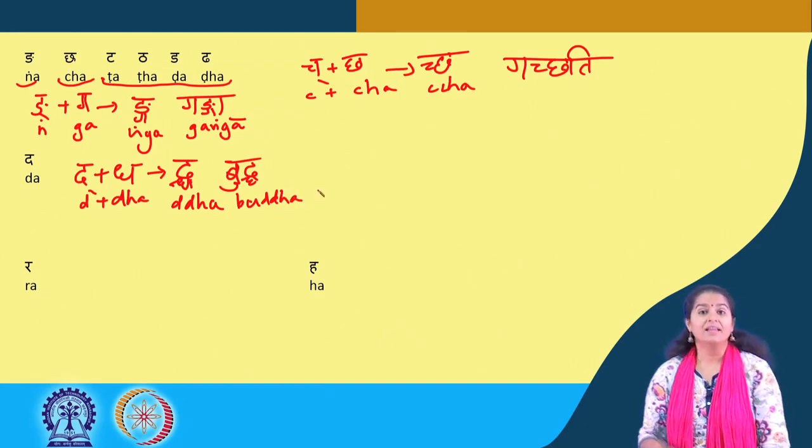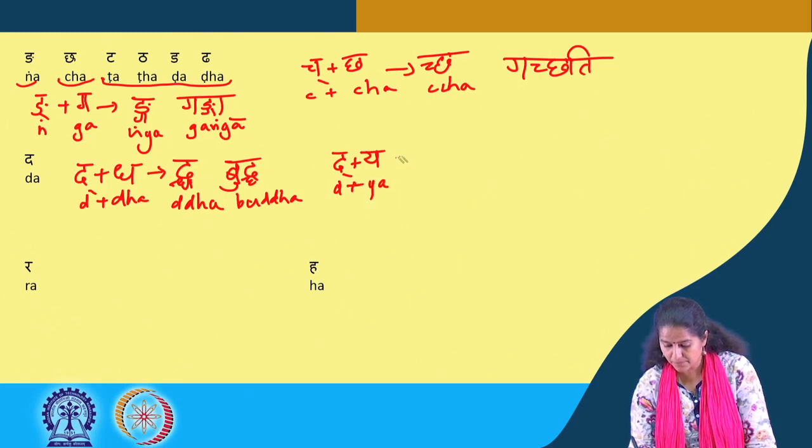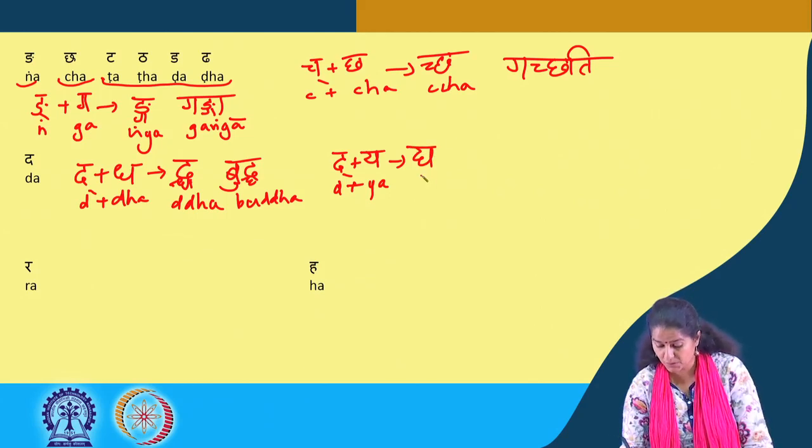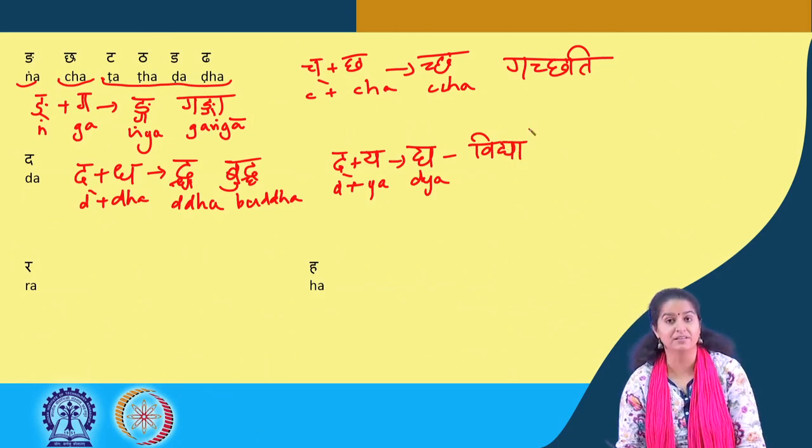Buddha. Now the dha also does another funny thing with the ya: it changes form a little bit. If you have the letter d plus ya, it becomes a dya, like that. For example, the word for knowledge, which is Vidya. So here you have V and then the dya, Vidya.